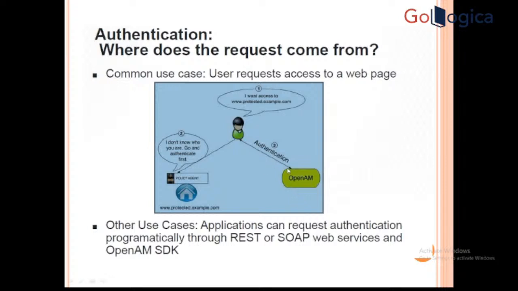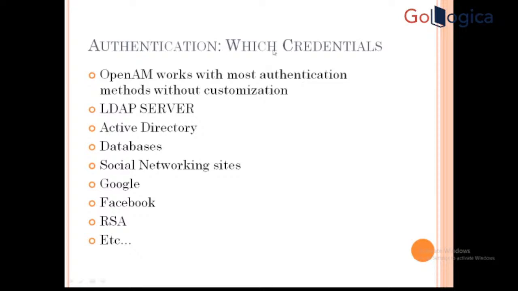Okay, so after the successful user authentication, OpenAM sets the cookie in the user browser. And now here is the next use case. In other use cases, an application can request authentication programmatically through REST or SOAP web services and the OpenAM SDK as well, right? So now the authentication, which credentials? You can use any of the credentials, and there are a few more as well.